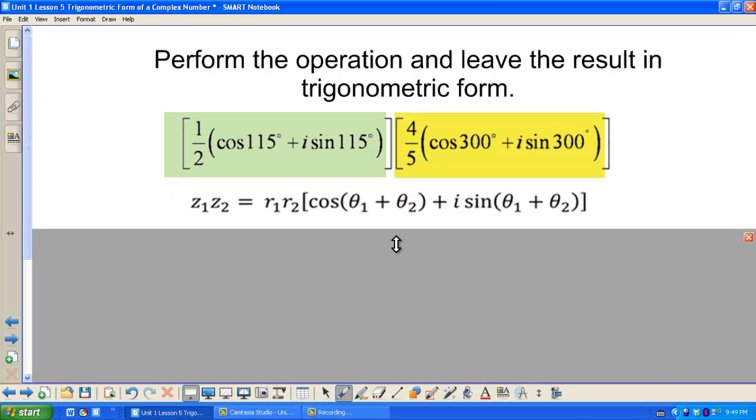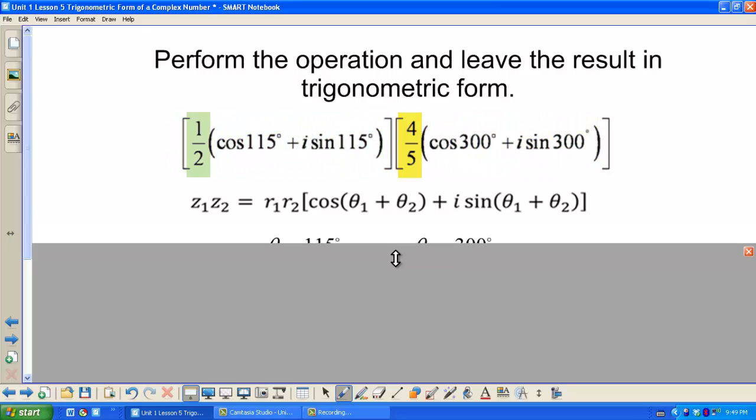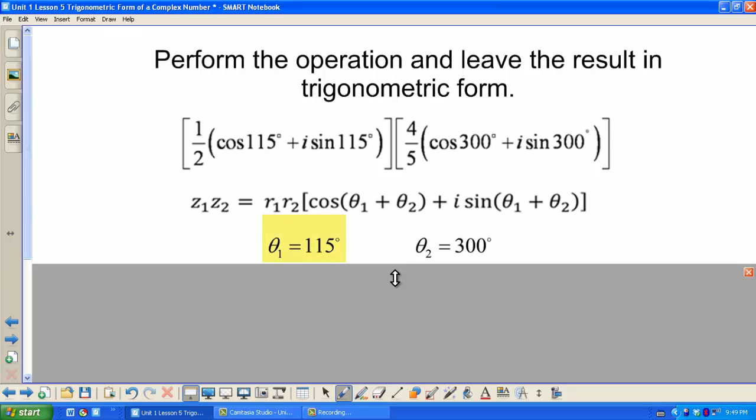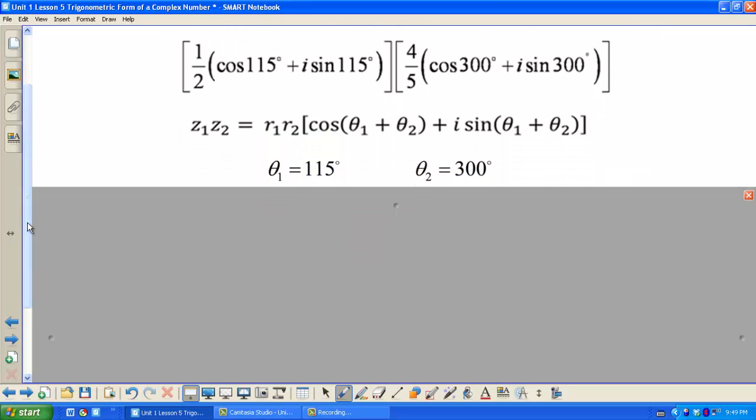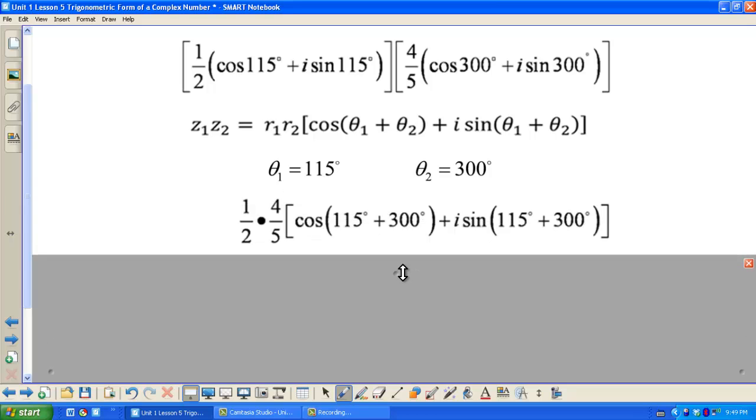So in this problem, we are going to use the rule that if you are multiplying complex numbers in trigonometric form, you multiply the moduli and you add your angles. And that should make sense. We always in math kind of have this multiplication addition relationship. So our argument 1, or theta 1, is 115 degrees, and our argument 2 is 300 degrees. So when I put that together, I'm going to take 1/2 times 4/5, the cosine of the first argument 115 plus the second argument 300, and do the same behind the sine.